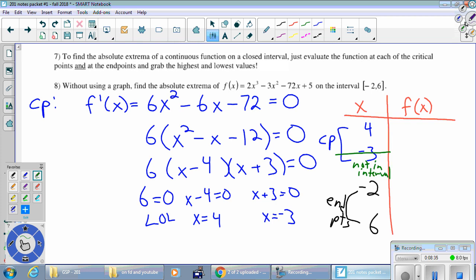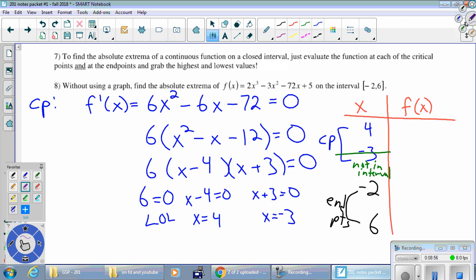So we're going to plug all of these things in. Now it is tempting to plug them into the derivative. That is not what we're doing here. We are grabbing the highest and lowest values by evaluating the function itself, the original function. So let's plug 4 and -2 and 6 all into the original f of x. So here we go.